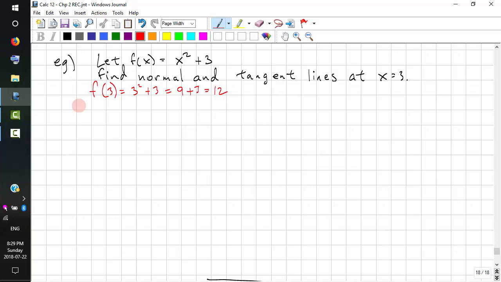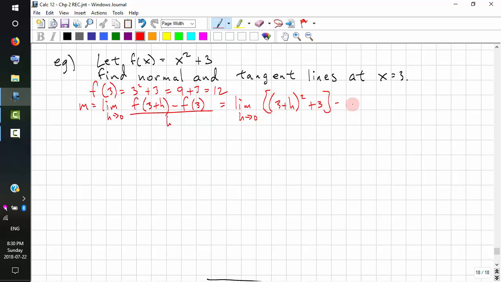Okay, let's find the slope. M equals limit h goes to 0. We're going to do f of 3 plus h minus f of 3 all over h. Sorry, but I'm going to go sideways on this one so that we can fit it all in. Limit h goes to 0. We have 3 plus h squared plus 3 minus 3 squared plus 3 all over h.